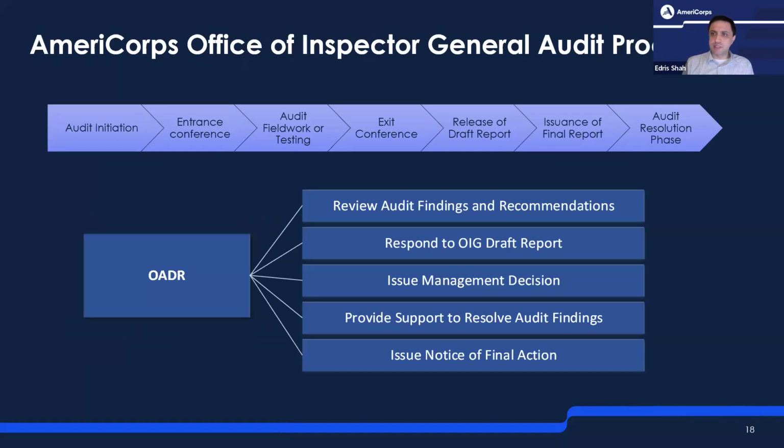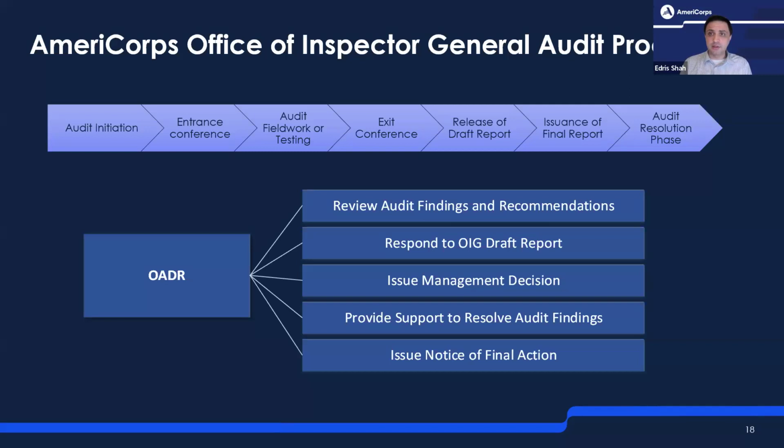Similar to single audits, our resolution process is the same. The idea here is the same, making sure that once OIG completes their review or issues a final audit, we would start with the review. But before that, we also have another key role to play before even the field work or the audit is initiated. Each year, AmeriCorps OIG reviews all grants, the grants that they are interested in.